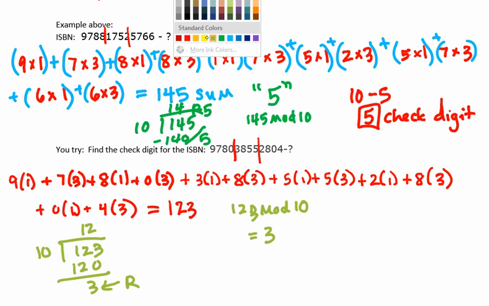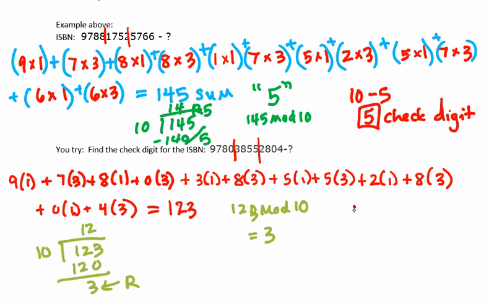The very last step in confirming the check digit is to subtract that mod from 10. So I end up with 10 minus 3. So I get a check digit of 7.